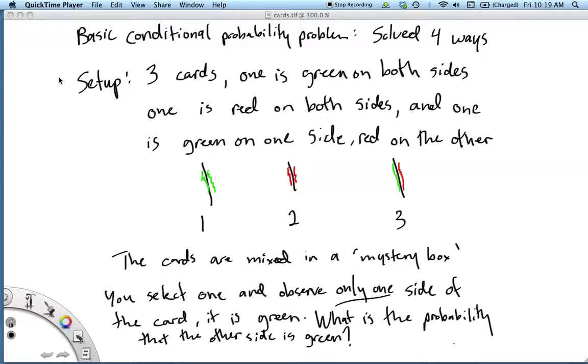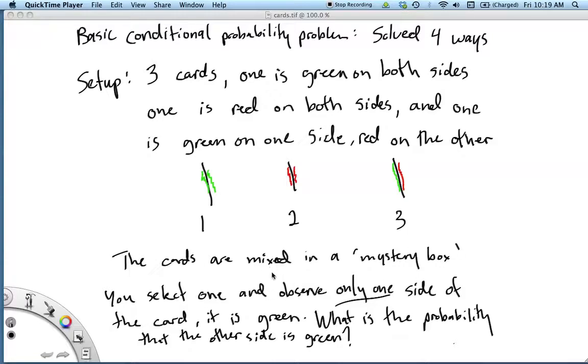Okay, so here's the problem. You have 3 cards. The first card is green on both sides. The second card is red on both sides. And the third card is green on one side and red on the other. So in our little scenario here, the cards are going to get mixed up, shuffled if you will, in a mystery box.